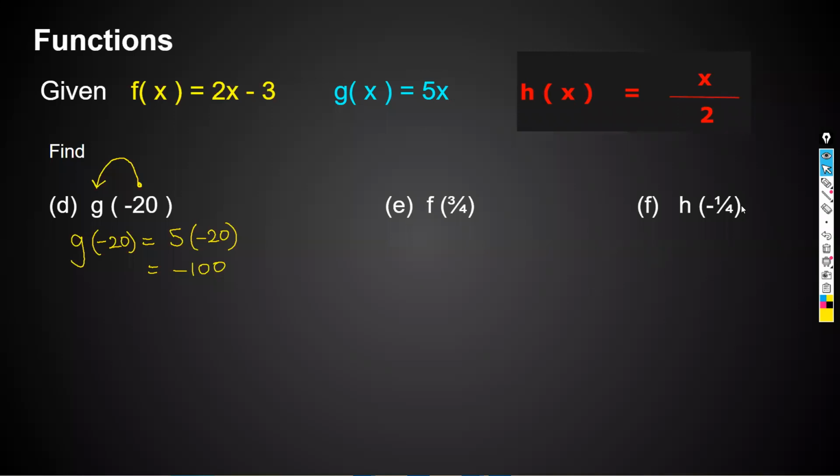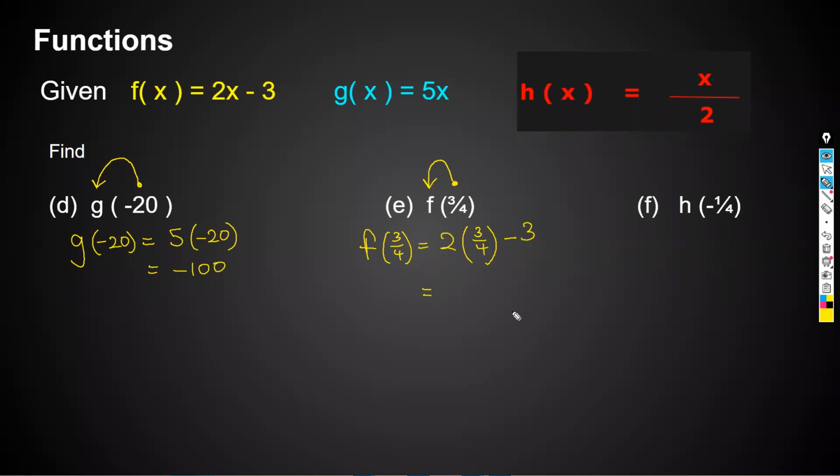All right. So for part E, it's 3/4, because that's what's in the brackets. Even with a fraction, the rule still applies. You're going to put it into F. So let's see. We're going to go to F here. So F of 3/4 is equal to 2 open brackets 3/4, because that's this X here. We're going to throw him away, minus 3.